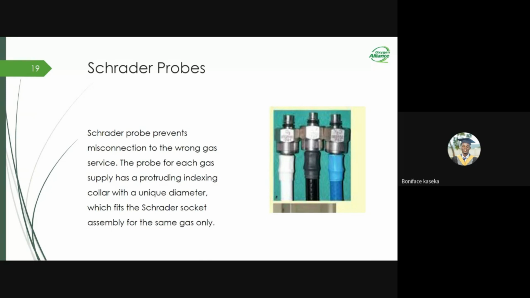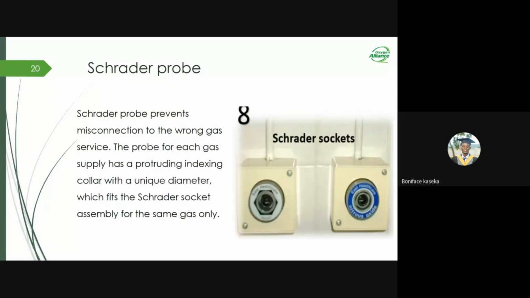Another thing that you have noticed on the picture is that they have different colors. For oxygen, the hose pipe has its own color. For nitrous oxide, it also has its color, and other gases have also their own color. You have those protruding collars that are called Schrader probes, and on the walls they have corresponding Schrader sockets. So if, for example, you use the oxygen probe on a nitrous socket, it will not fit because the diameters and the structures are different. This is just another way of making sure that you're not administering the wrong gas.